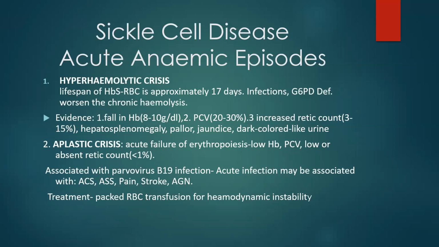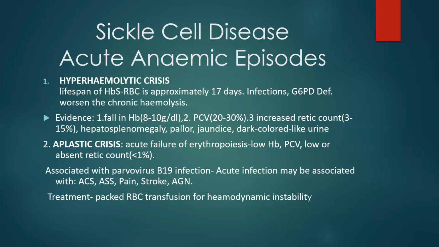So a patient with this particular hemolysis crisis may come with a fall in HB, a fall in the PCV, and increased retic counts, which may also be picked up in laboratory investigation. The patient may present with hepatosplenomegaly. The patient may look pale or jaundiced. The patient may present with dark-colored urine, or Coca-Cola urine.